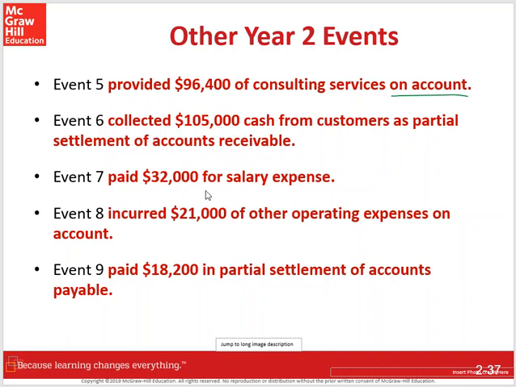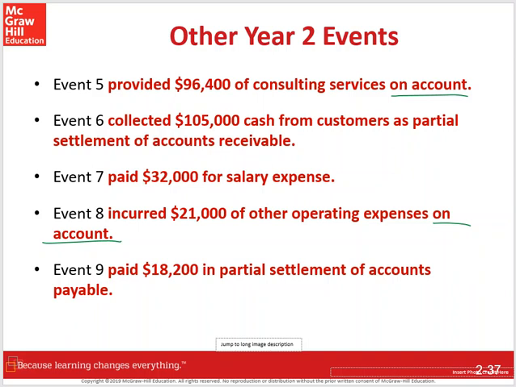Number 7, we paid $32,000 for salary expense. So cash will go down and retained earnings will go down because we have salary expense, which is going to bring down our net income and therefore retained earnings. Number 8, we incurred $21,000 of other operating expenses on account. There's those words again, on account. What does it mean this time? Is it accounts receivable or accounts payable? So take note, they use the same phrase on account for accounts receivable and accounts payable, and it's your job to figure out which one they're talking about.